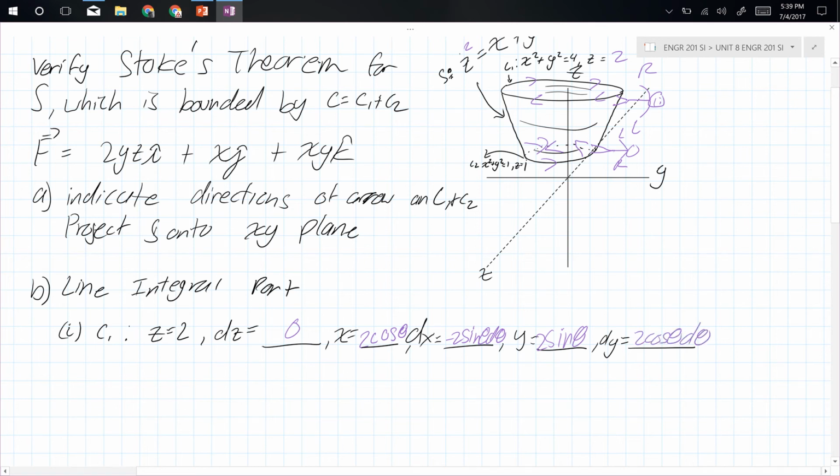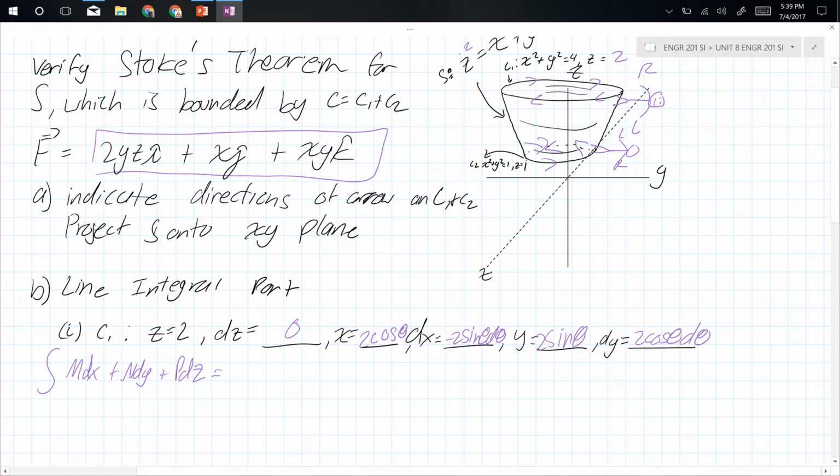Now we'll go ahead and plug into this integral, which would be M dx plus N dy plus P dz. To remember this, it's like F dot dr. And then M, N, and P are assigned from these values.